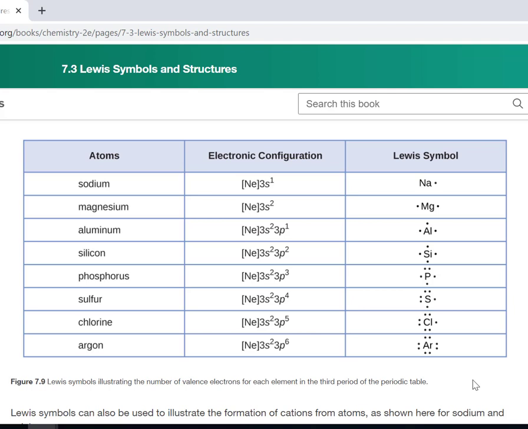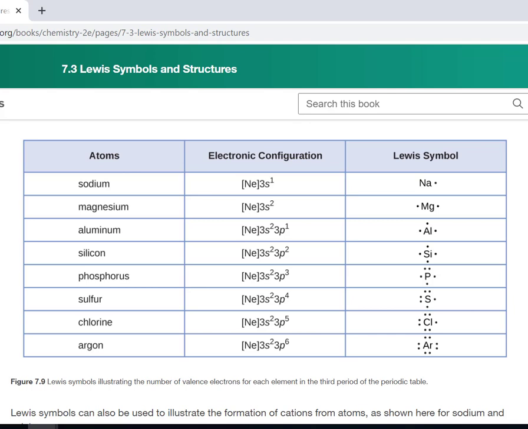So those are the 2 things you need to do to have a correct Lewis symbol for an element. This works for any of the main group elements. We don't do this for transition metals. We don't do this for the inner transition metals. So only the main group elements. And it will be the same regardless of which period you're in.